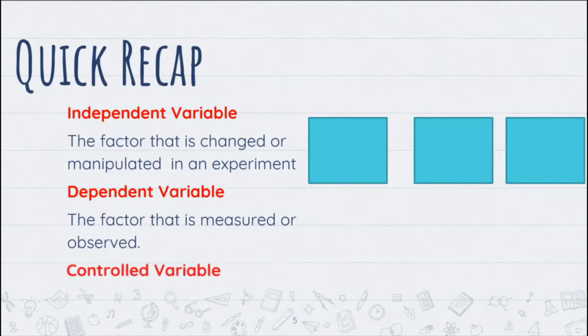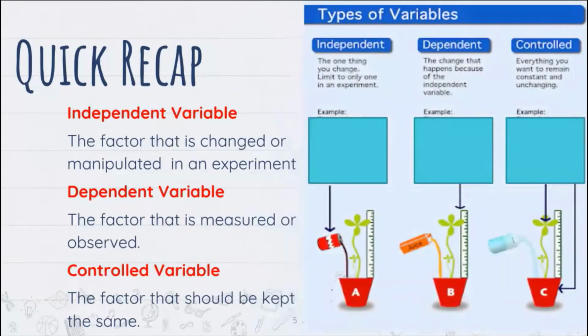And the last type is the control variable, which is any factor that should be kept the same or constant except for the independent variable, because the independent variable is the factor that you need to change while keeping the others the same. So I have here an illustration. We are going to identify the independent, dependent, and controlled variables in this situation.